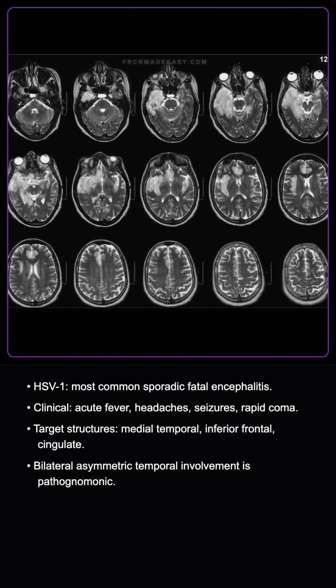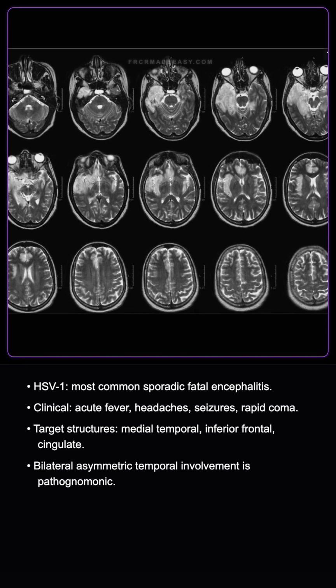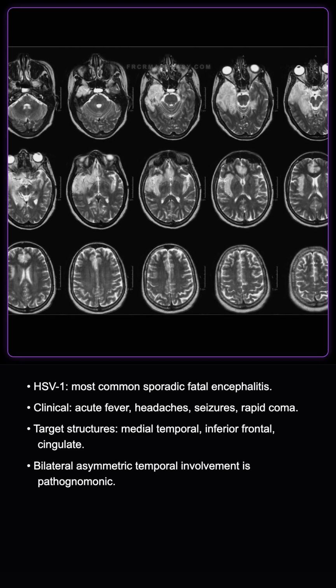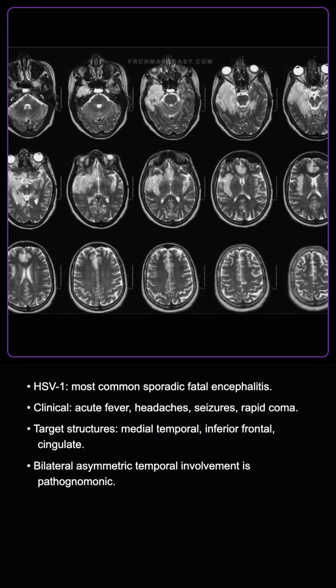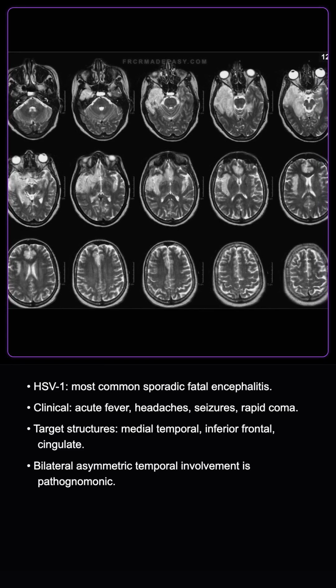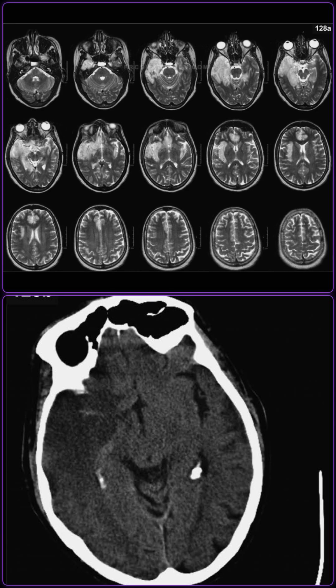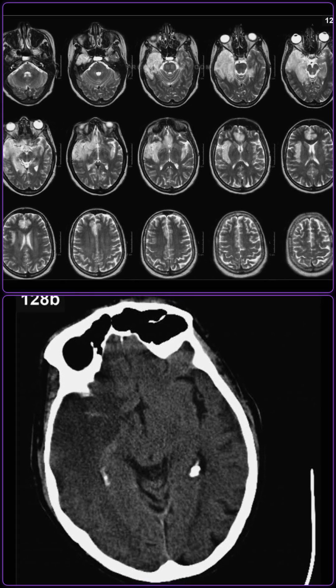Anatomically, it is a necrotizing hemorrhagic encephalitis that typically targets limbic structures, specifically the medial temporal lobes, inferior frontal lobes, insula, and cingulate gyri. Bilateral but asymmetric temporal lobe involvement is highly characteristic and virtually pathognomonic of this infection. How do you radiologically differentiate herpes simplex encephalitis from a middle cerebral artery infarction?